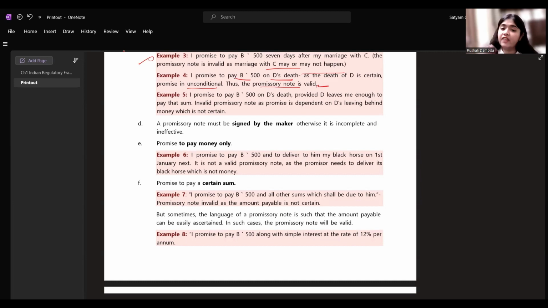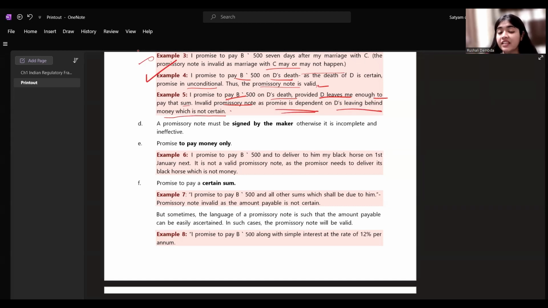It is certain. If it is not going to happen on 15th of February, it may happen on 26th of February, or it may happen 5-10 years later, but it is certain that someone is going to die. So then you're going to make the payment. That is okay. I promise to pay B 500 rupees on D's death provided D leaves me enough to pay the sum. Invalid promissory note, as promise is dependent on D's leaving behind the money.